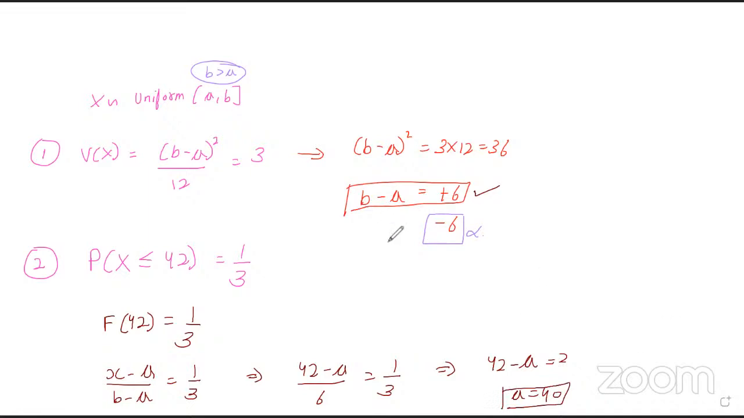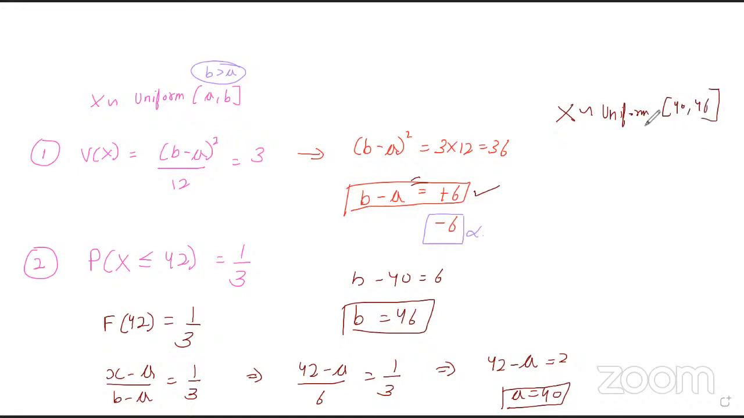So to find b, I can put the value of a in equation 1. So b minus 40 is equal to 6, which means my b would be 46. So the information which I obtain from these two equations is that my x follows uniform with parameters 40 and 46, right? Now we need to find the expected value of this. So what is the formula for the expectation of a uniform distribution? (a plus b) by 2.